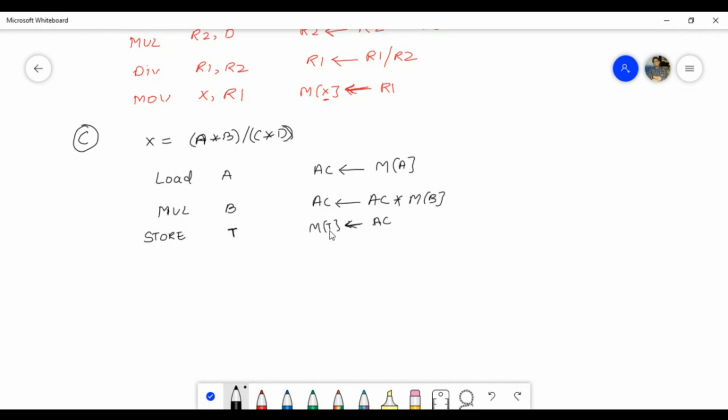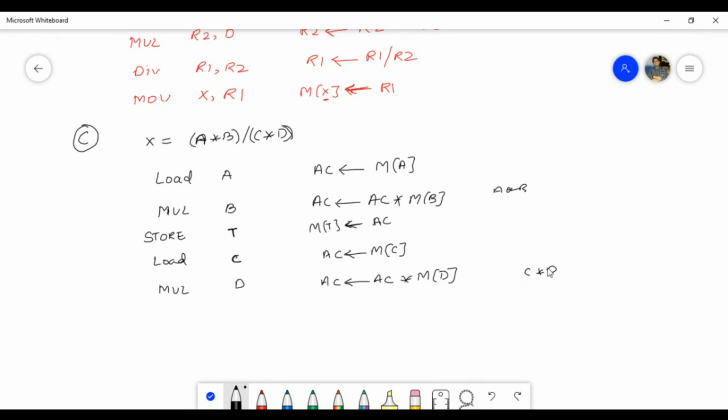Next, again the same thing. Load C. The accumulator value is loaded with the value at C. And again the same thing, multiply with D. So the accumulator value is updated with the accumulator cross D. Here we have performed C cross D, and here we have performed A cross B. Now T contains A cross B and the accumulator contains C cross D.